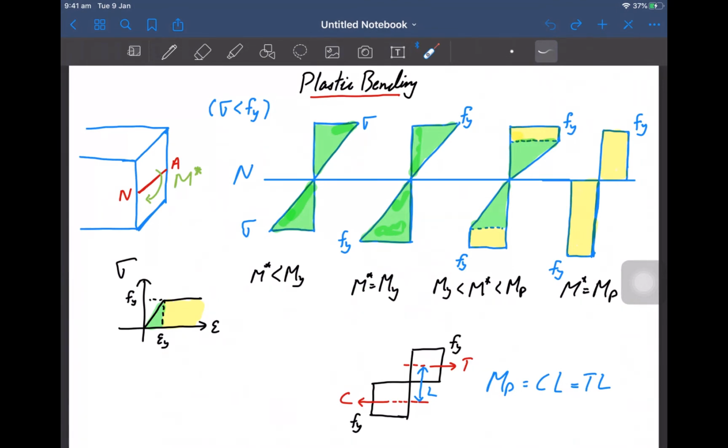And then we increase M star to a point where it's equal to the moment that's going to cause the entire cross section to be plastic, and we denote that Mp, which is the fully plastic moment. So there's a way of finding Mp. If you have a cross-sectional solid, this is the stress diagram, it's fully plastic. So it's going to be C multiplied by the lever arm L between the two forces. Stress blocks will have a resultant force T in tension and C in compression, okay? And so it's equal to CL or TL.